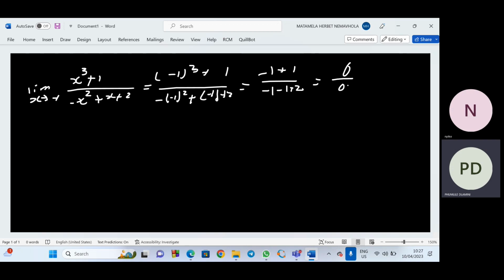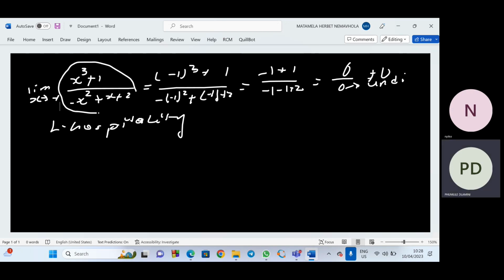So the limit of 0 over 0, remember, anything divided by 0 is undefined. So this limit here becomes wrong. We cannot say the answer equals 0. So there is something that we call L'Hôpital's rule. I think I'm writing the right spelling. L'Hôpital's rule says we must differentiate everything which is there.